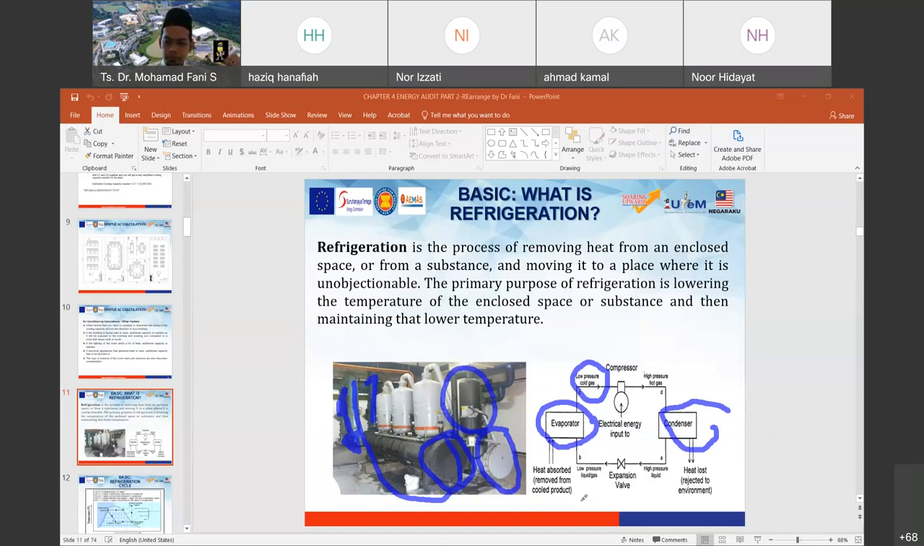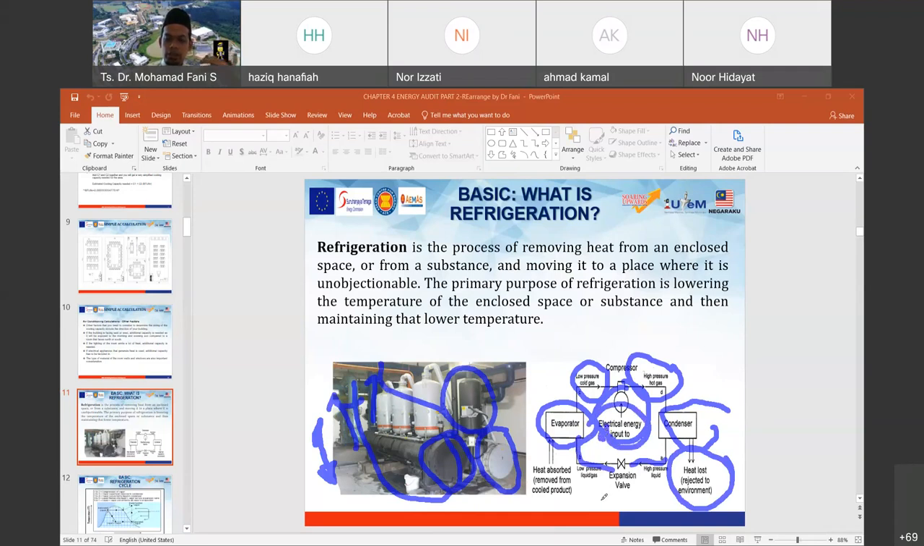From here, we get low pressure cool gas. We have the compressor here to make high pressure hot gas, going to the condenser. At the condenser, with the cooling system, the heat is rejected to the environment. Then the high pressure liquid goes to the expansion valve and back to the evaporator. The system starts something like here.